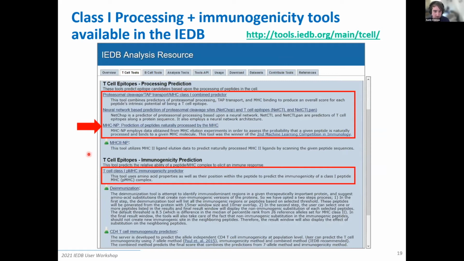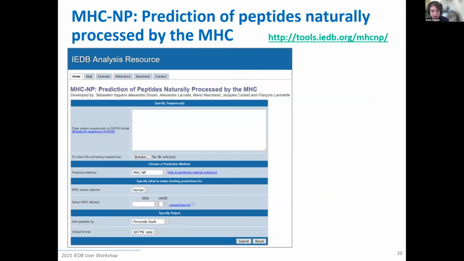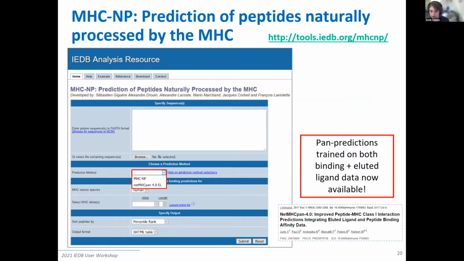The next tool I'll be talking about is MHC-NP. This is the prediction of peptides naturally processed by the MHC. Like Bjoern mentioned earlier, we do like hosting other folks' tools, and this was developed outside of the IEDB. Here you can select your prediction method. In this interface, we have MHC-NP and NetMHC-PAN 4.0 EL. When these slides were made, this was the most up to date, but this is constantly evolving, and now we'd recommend NetMHC-PAN 4.1.